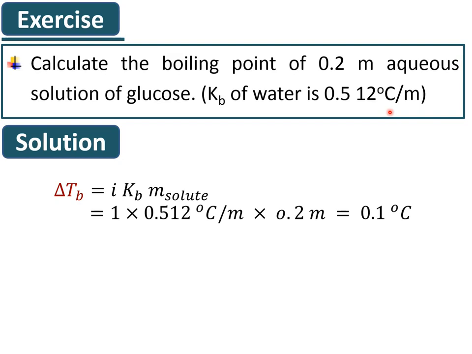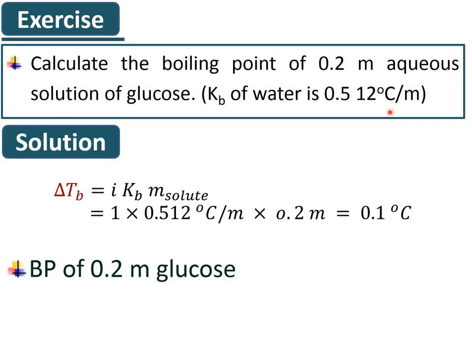If I asked you, what is the new boiling point? Can you estimate it? The boiling point of water was 100 degrees Celsius, right? So you know it. So now for this solution, what is the new boiling point? 100.1. So this is the new boiling point of the solution.